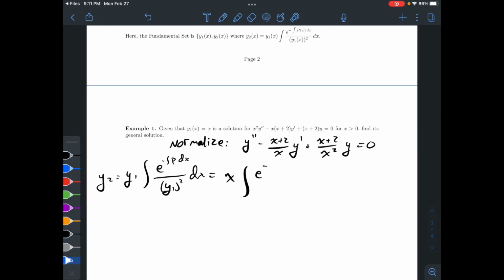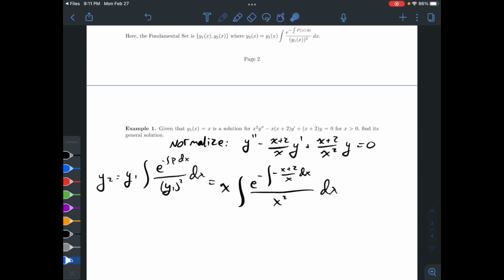e to the negative p of x. Let's move this down a little bit. e to the negative integral of p of x. P of x is negative x plus 2 over x dx, and over y1 squared, which is just x, so x squared. And then whatever that whole thing is, we just integrate that with respect to x.